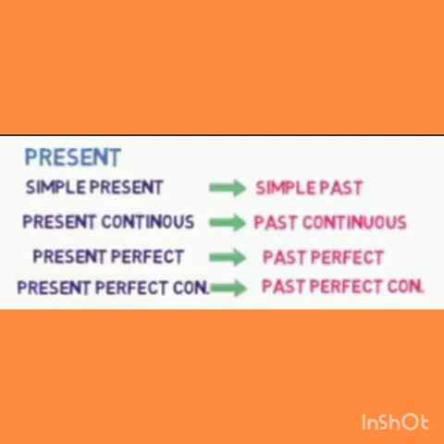Fifth step is to change the tense. For present tense, simple present will be converted to simple past. Present continuous will be converted to past continuous. Present perfect will be converted to past perfect. Present perfect continuous will be converted to past perfect continuous.